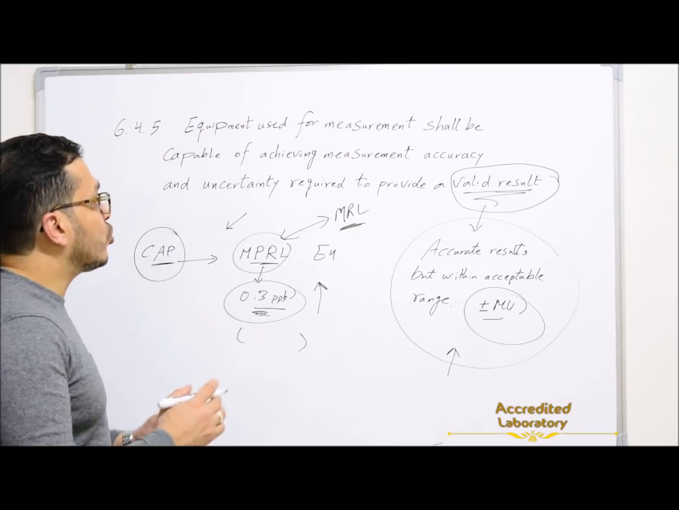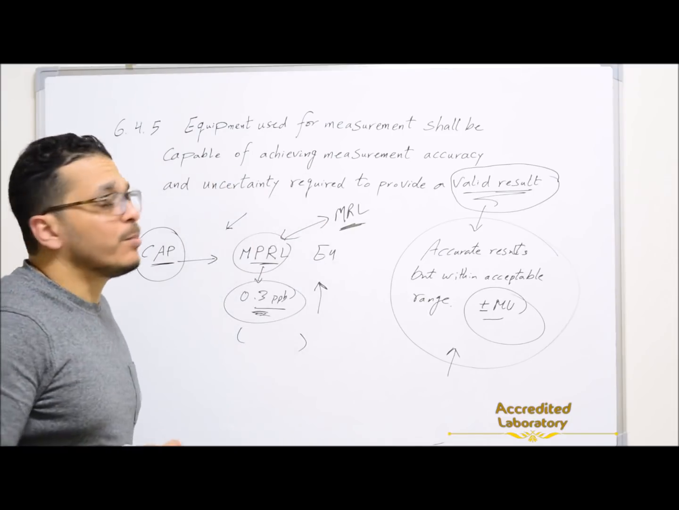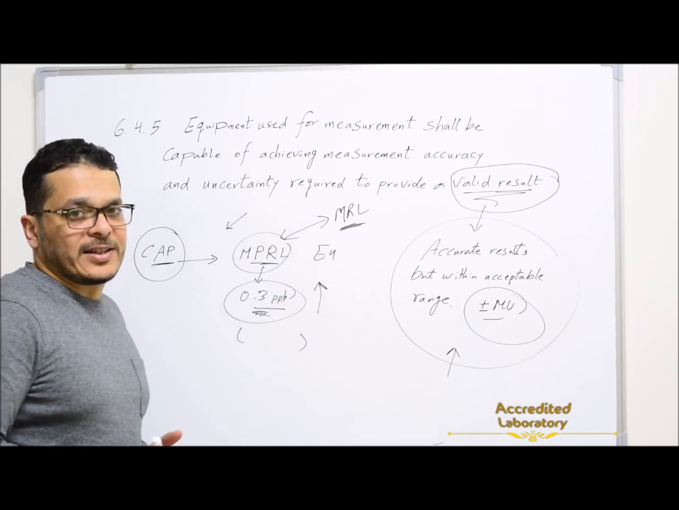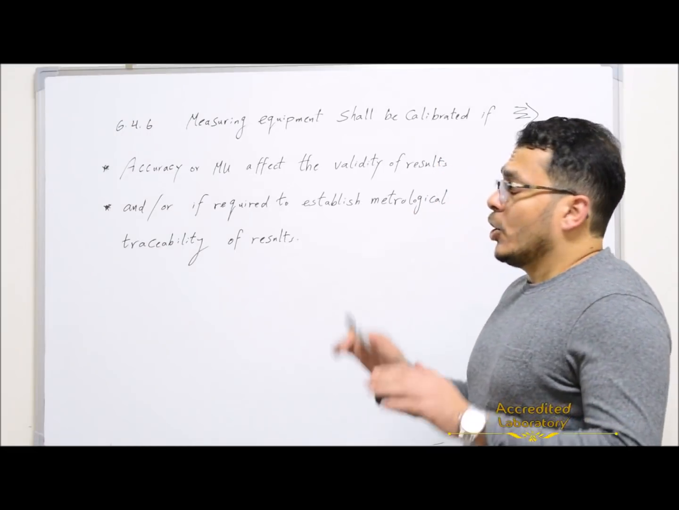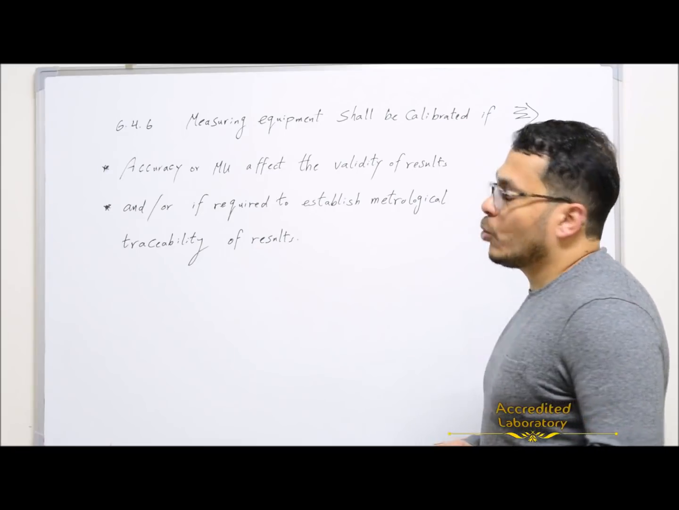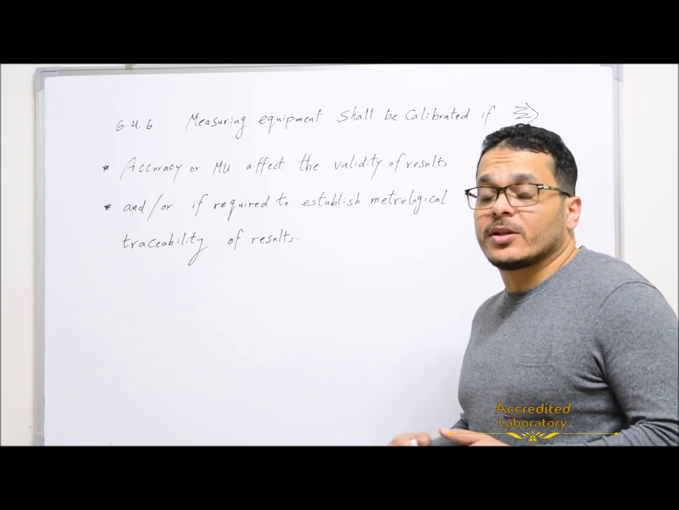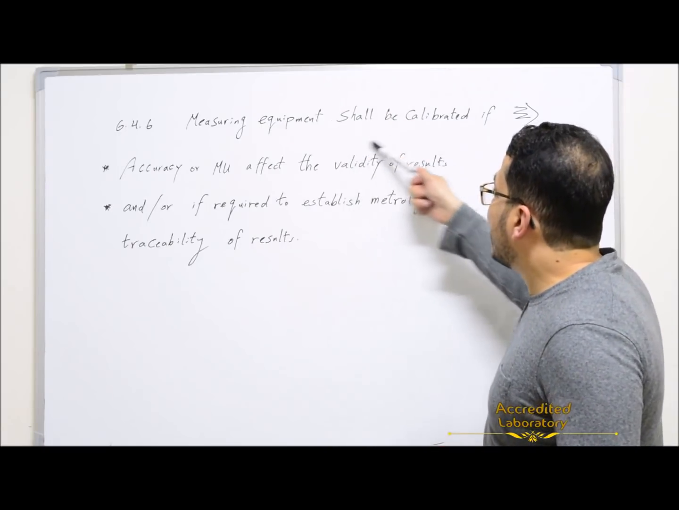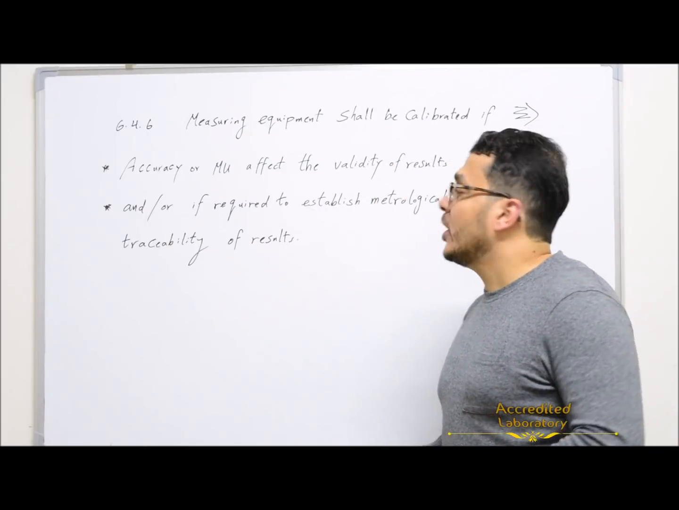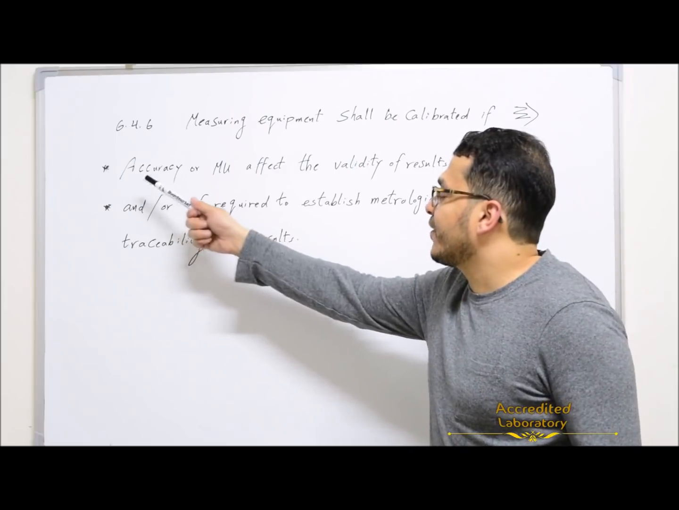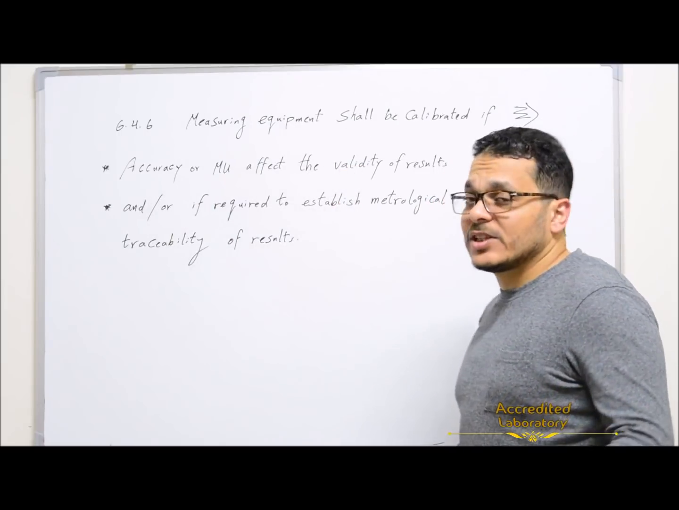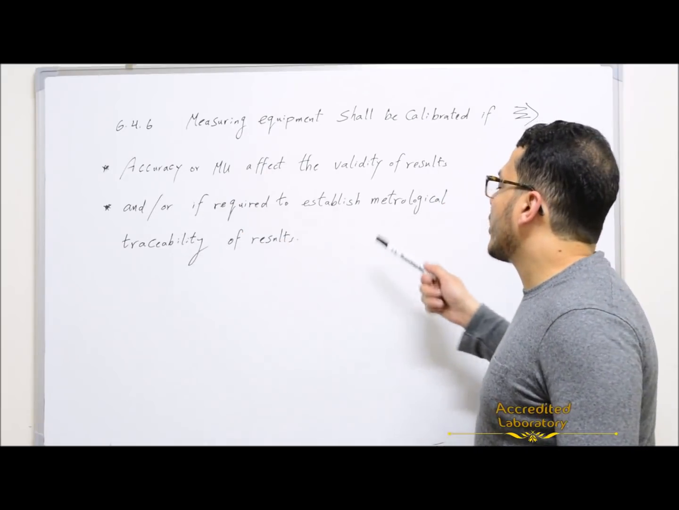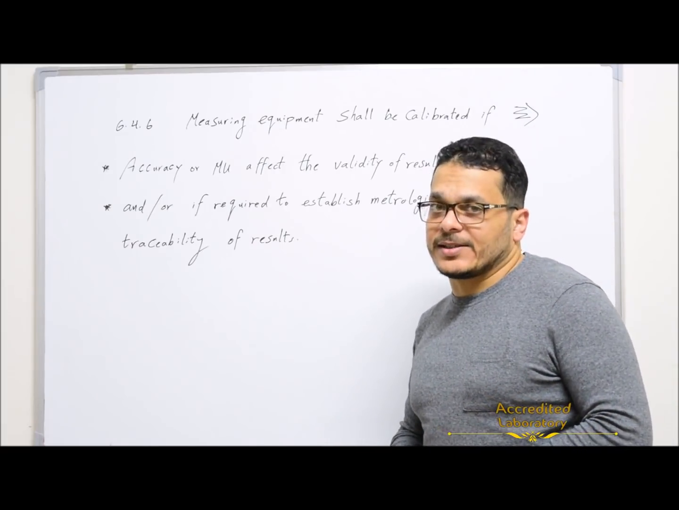So you should have an instrument capable of achieving the measurement accuracy and also the uncertainty required to provide a valid result. Another point added to this edition: conditions to calibrate equipments such as balance, micropipette, thermometer, all equipments that can affect the validity of results. They shall be calibrated, and recalibrated again if the accuracy or measurement uncertainty of these equipments affects the validity of results, and or if required to establish metrological traceability of reported results.